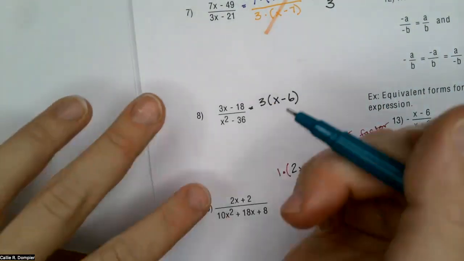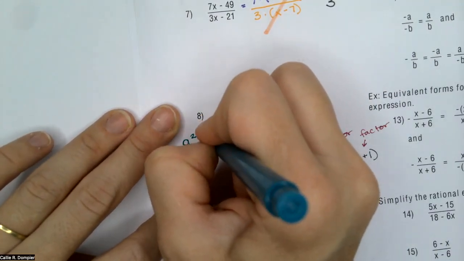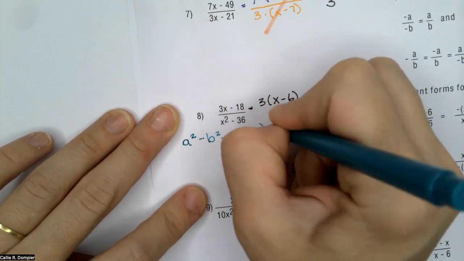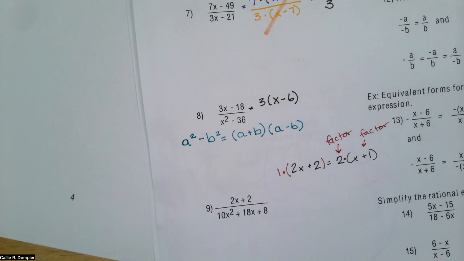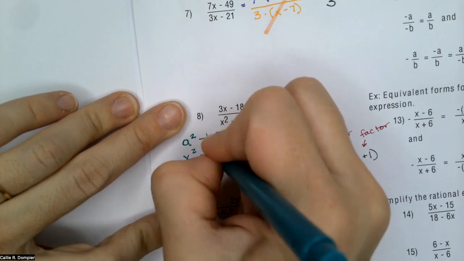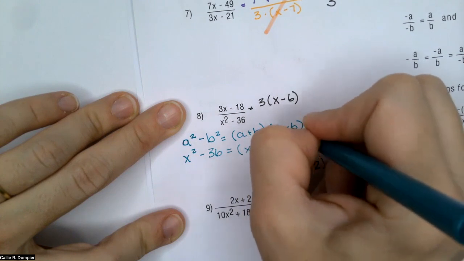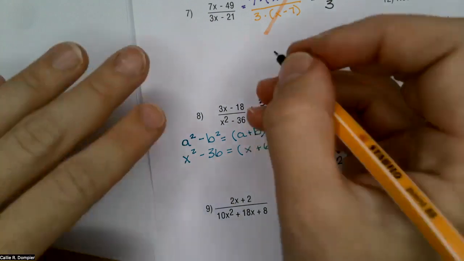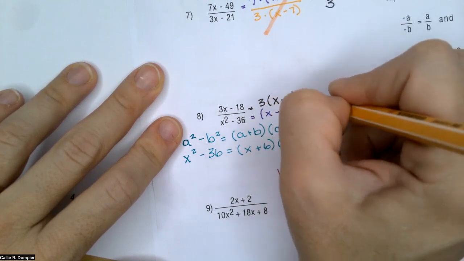I want a darker color, so we remember it. A squared minus b squared equals the quantity a plus b times the quantity a minus b. X squared is a perfect square and 36 is a perfect square, so that means x squared minus 36 is x plus 6 times x minus 6. So instead of x squared minus 36, the factored form of that is x minus 6, x plus 6.